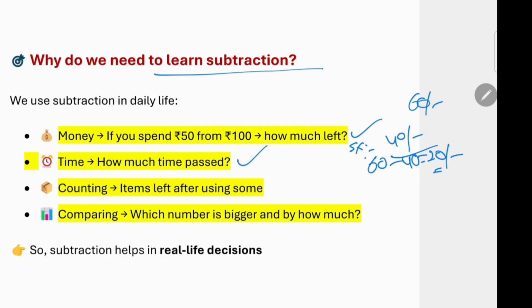And the second one, calculate the time difference. In the running competition, your friend took 10 minutes for a 50 meters running race and you took 15 minutes. What is the difference between you and your friend? In this situation, we also use subtraction.